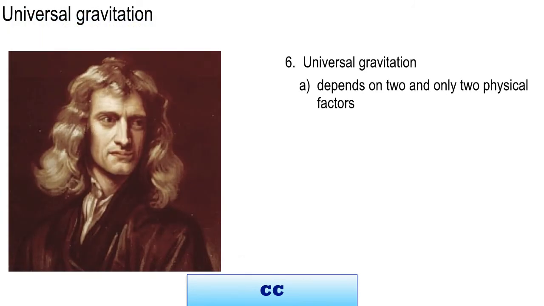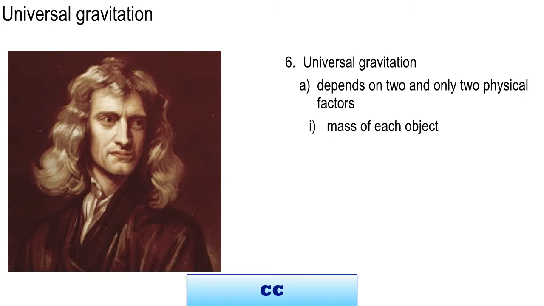Let's see, who would have been his student? Edmund Halley, the famous astronomer. That was actually a friend of his. Discovered Halley's comet. Here's what Sir Isaac Newton said. My wonderful student Edmund Halley and all England. Universal gravitation is universal. And it depends on only two physical factors.